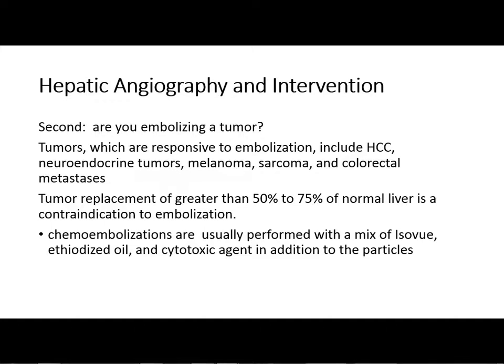Second, is the tumor one which is responsive to embolization, including hepatocellular carcinoma, neuroendocrine tumor, melanoma, sarcoma, and colorectal metastasis. Tumor replacement of greater than 50 to 75% of normal liver is a contraindication to embolization. Chemoembolization is usually performed with a mix of ethiodized oil and cytotoxic agent in addition to the particles.